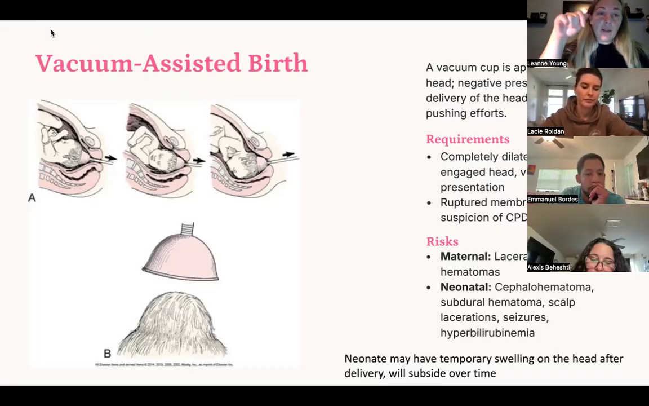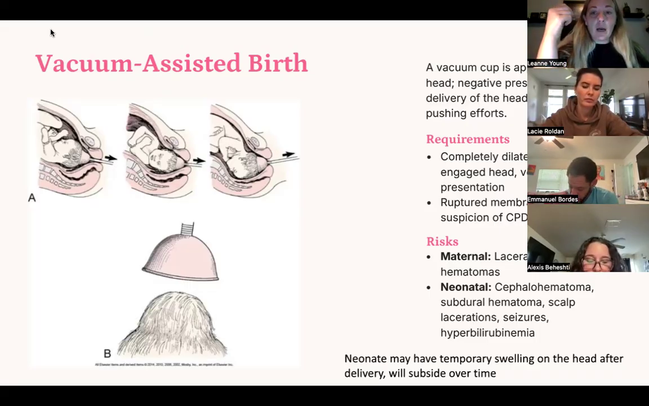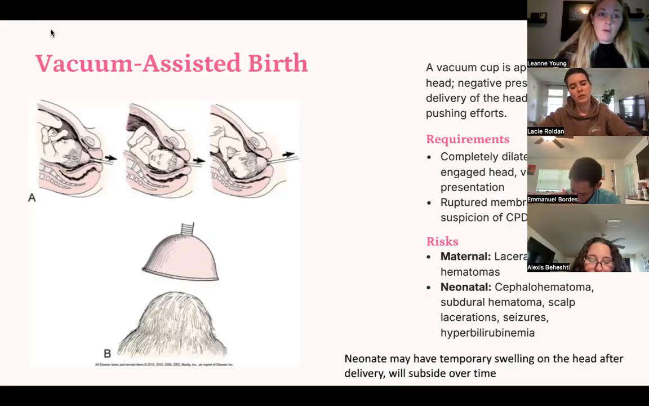So we apply this suction cup to the baby's head. We apply some negative pressure. Usually the providers pump the suction to create more of a seal on the baby's head, and then they pull as the mom is pushing during a uterine contraction to pull baby out.